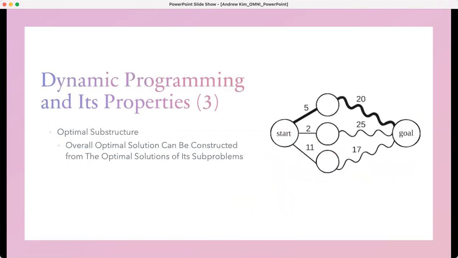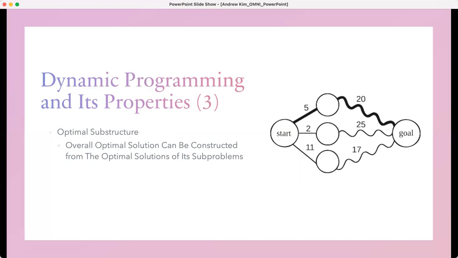Second, a problem must also have an optimal substructure property. Any problem has the optimal substructure property if its overall optimal solution can be constructed from the optimal solutions of its subproblems.